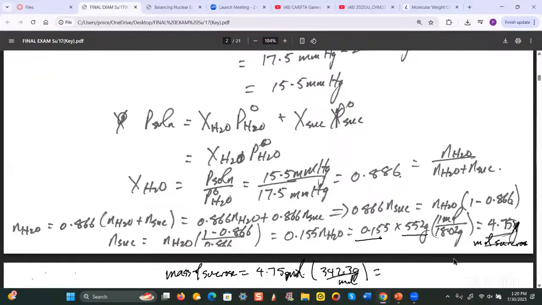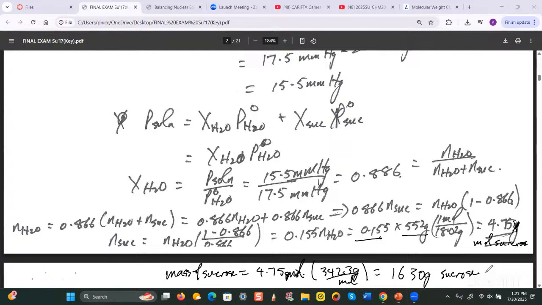So let's see what that gives. That would be 4.75 times 342.3, and that would be 1,630. Okay, so this is going to be 1,630 grams of sucrose. All right, and that's how you do that.